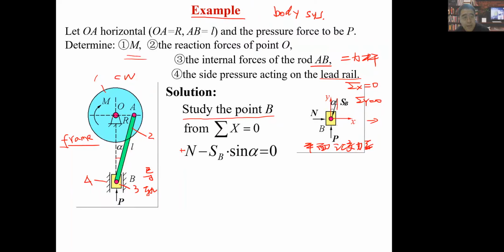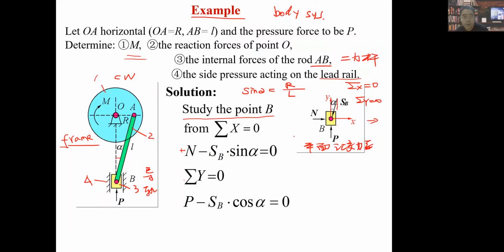So here OA has length R, AB is L. We can find sine alpha equals R over L, right? So we can find the relationship between N and SB, but N and SB are two unknowns. So we cannot figure out their values from just one equation. So we should give another equation, that is sigma y equals 0.